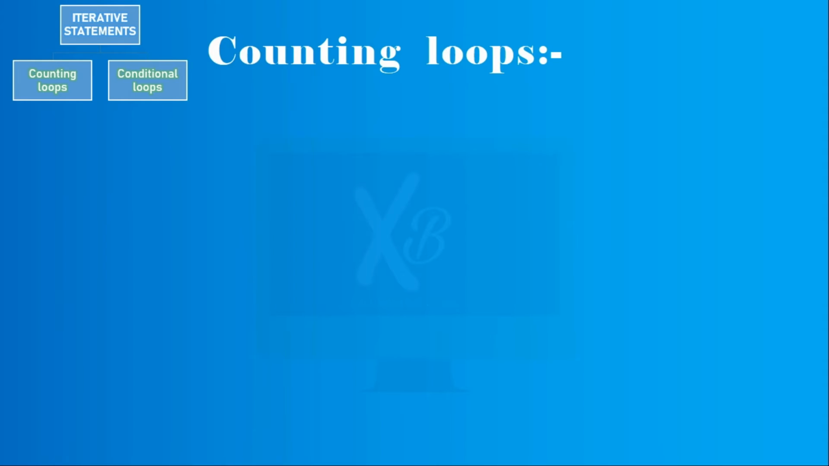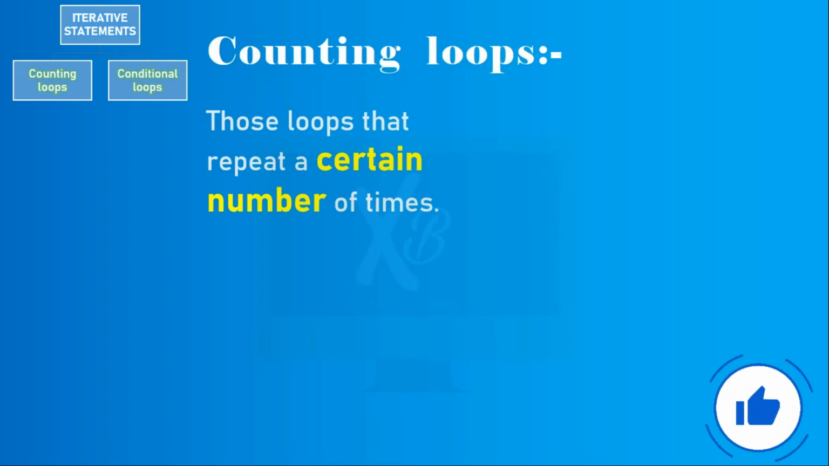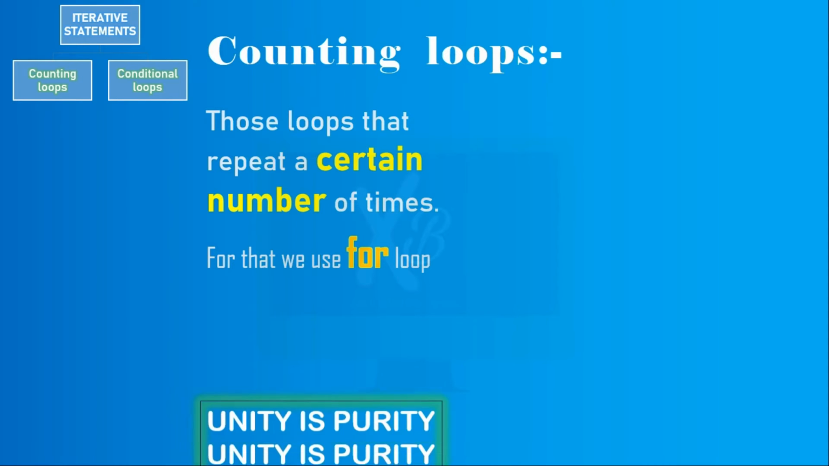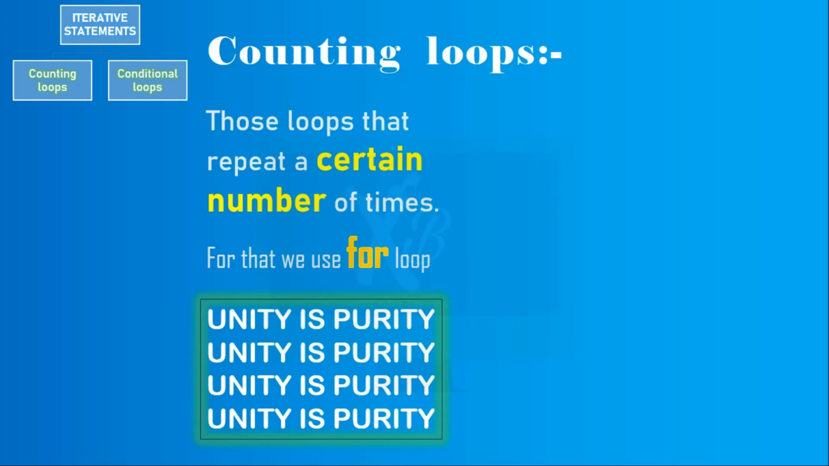The first category of iterative loops: those loops that repeat a certain number of times. The name itself is counting. So counting loops repeat a certain number of times, and for that we use the for loop. As I showed you previously, it's called for loop. Let's say I wanted to print something like this: unity is purity, unity is purity, unity is purity, unity is purity. So I'm printing the statement unity is purity 4 times.